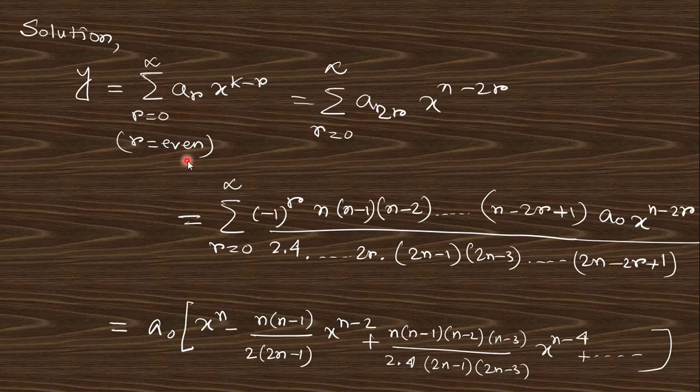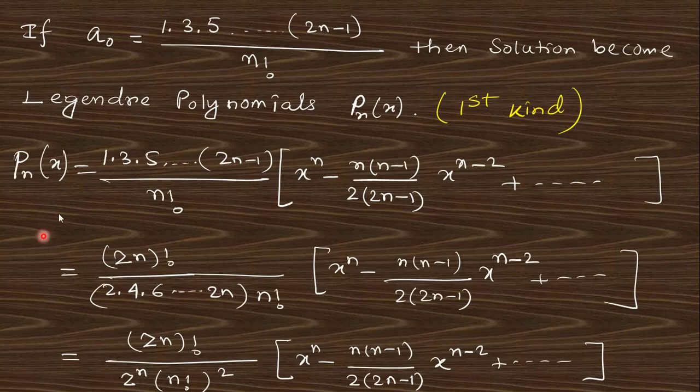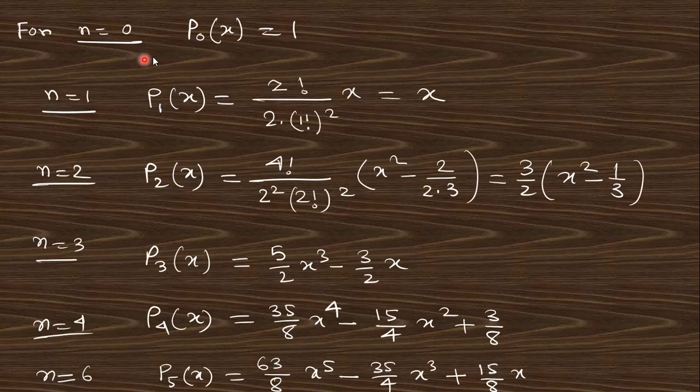So you can write this down here, since this is only an even function. Put this a_r value, you will get this expression, and after that if a0 equals this, then the solution becomes the Legendre polynomial Pn, the first kind solution. Put the value of this a0, you will get this type of expression. Just follow up, then put the n value, you will get the different Legendre polynomials P0(x), P1(x), P2(x), P3(x) and so on.